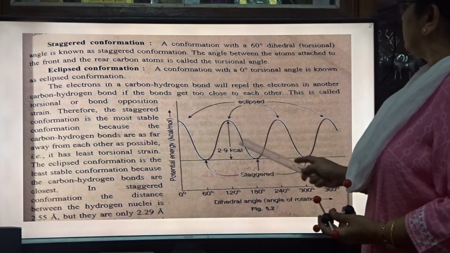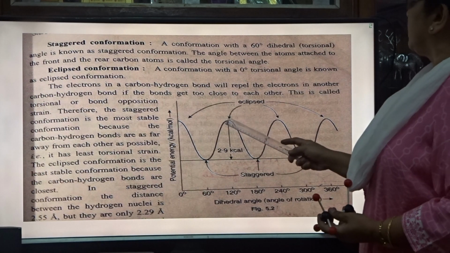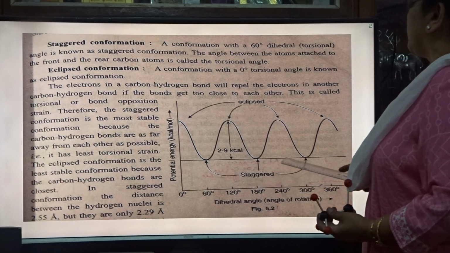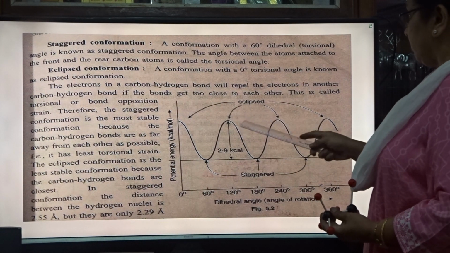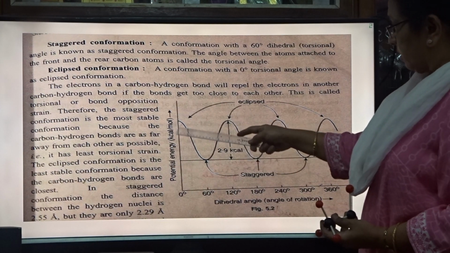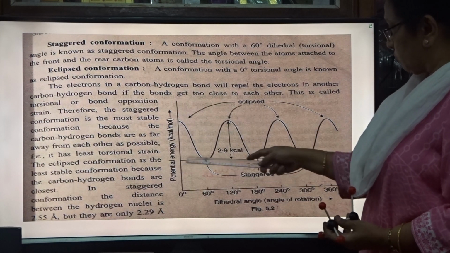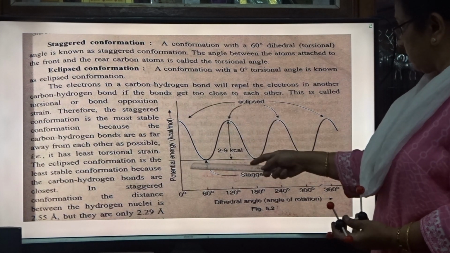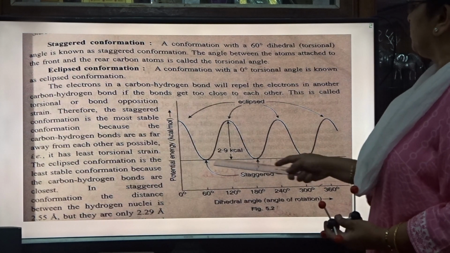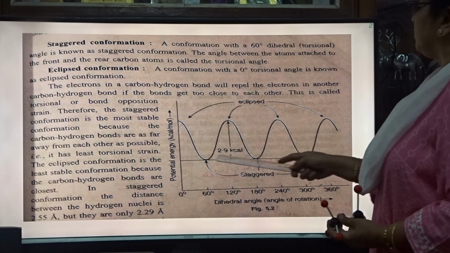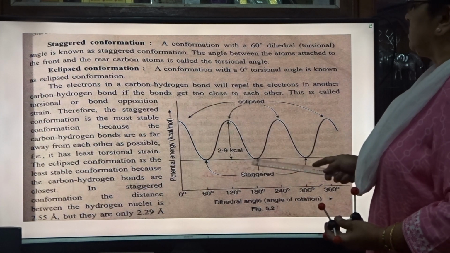By the energy profile diagram we are seeing that the eclipsed conformation has more potential energy than the staggered conformation. This is the eclipsed conformation and this is the staggered conformation. This is the trough and this is the crest. In the crest position they are eclipsed, and the down one is staggered.